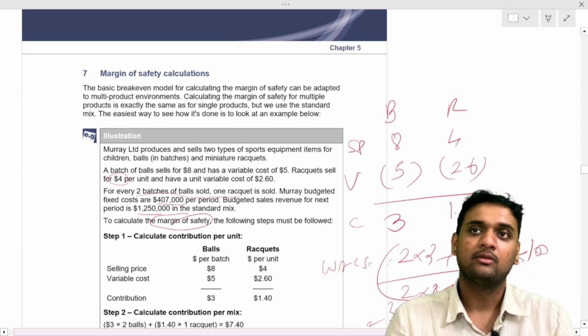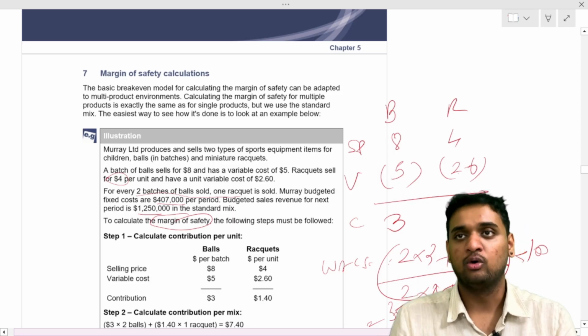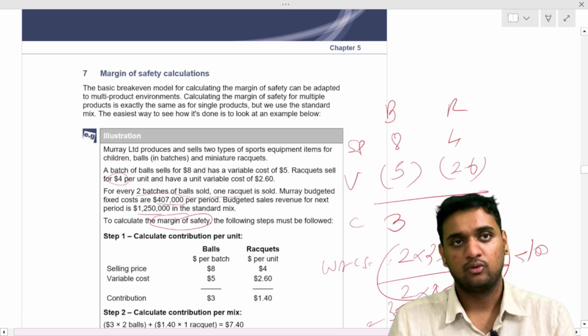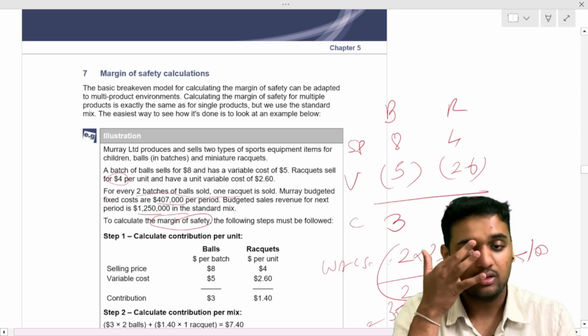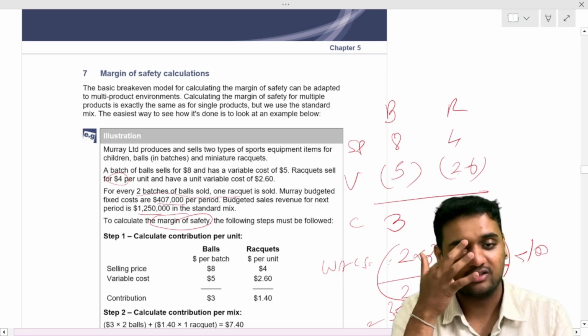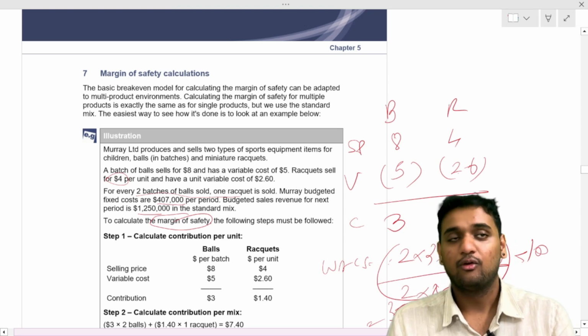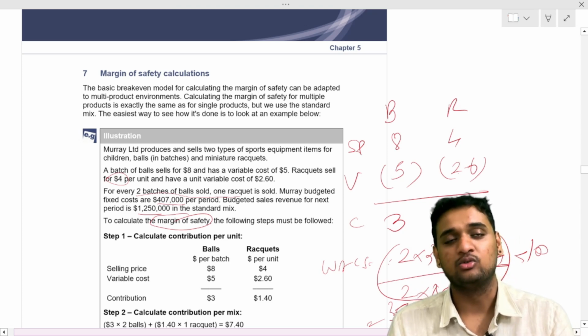Now, how do you find the break-even sales revenue? Formula: fixed cost by weighted average CS ratio. What is the weighted average CS ratio? 37%. What is fixed cost? 4,07,000. 4,07,000 divided by weighted average CS ratio. If you put it, you will get what?